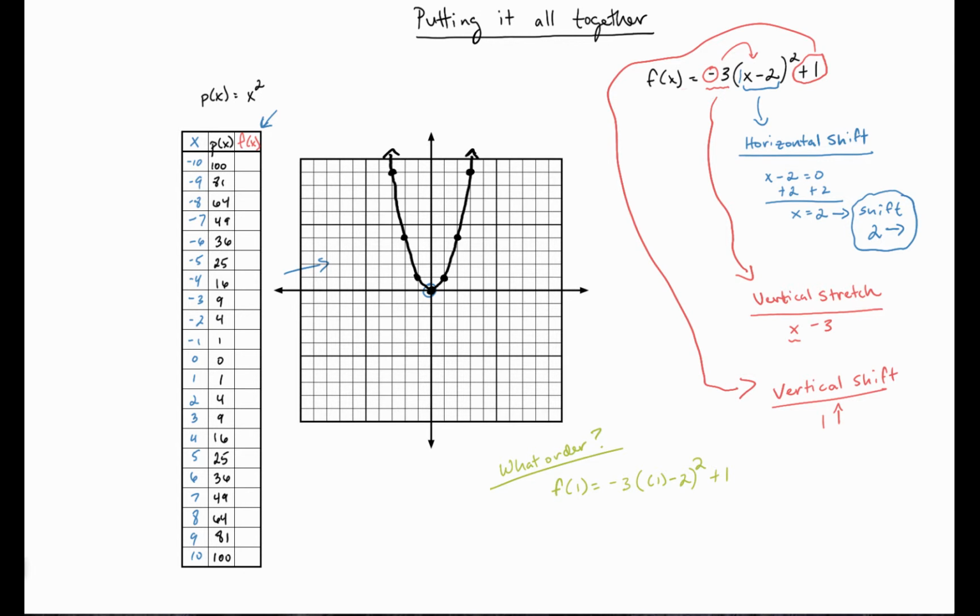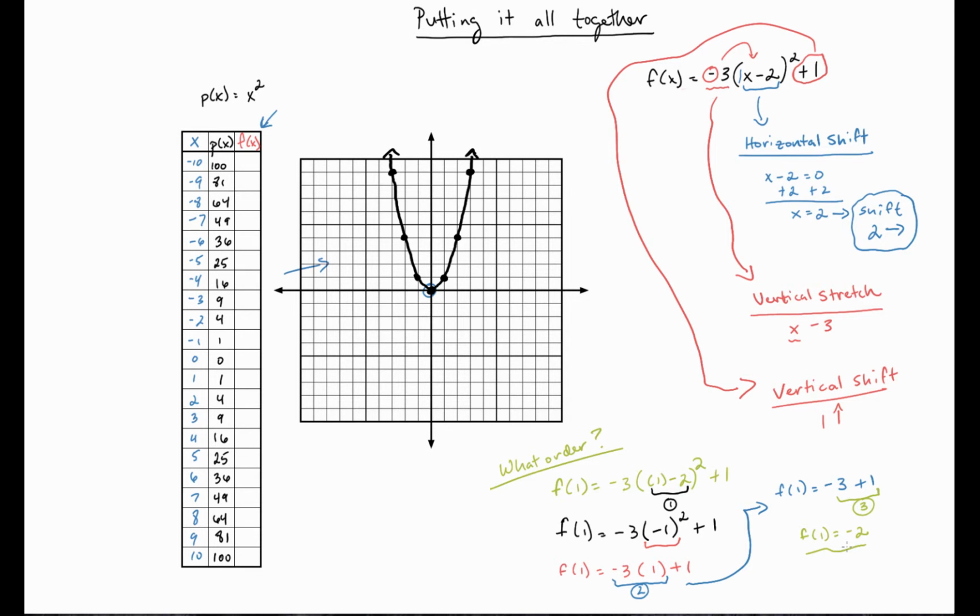So going through the order of operations, the very first thing we would do is to subtract what's inside the parentheses here. So that's step 1. The next thing we would do is to square it, but that's the parent function, so that's not going to be one of our transformations, but we'll do it just the same. After that, we would multiply by the negative 3, so that's going to come second, our vertical stretch. And then the very last thing that we would do is to add that 1. So that's going to be our last transformation, our vertical shift.